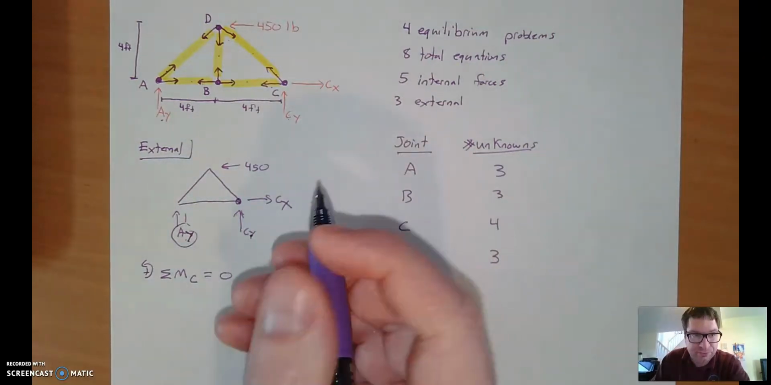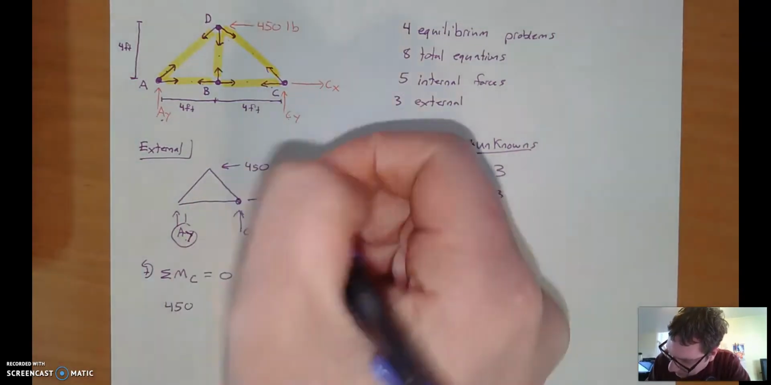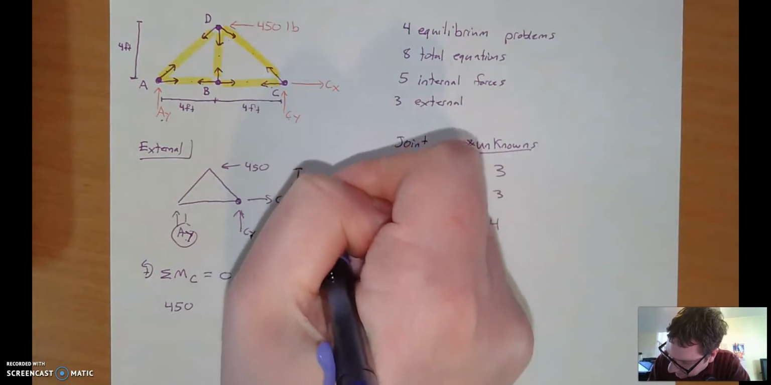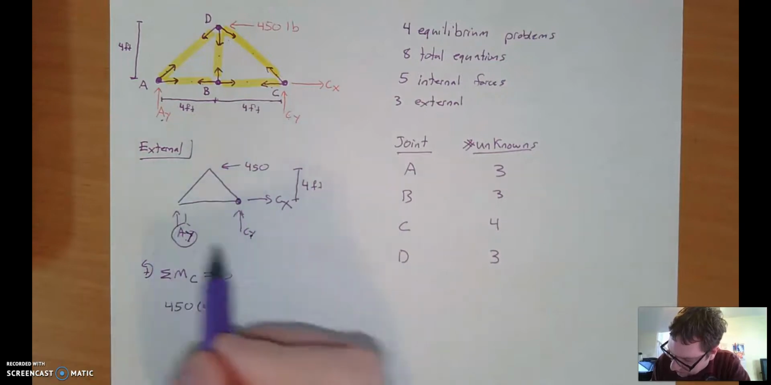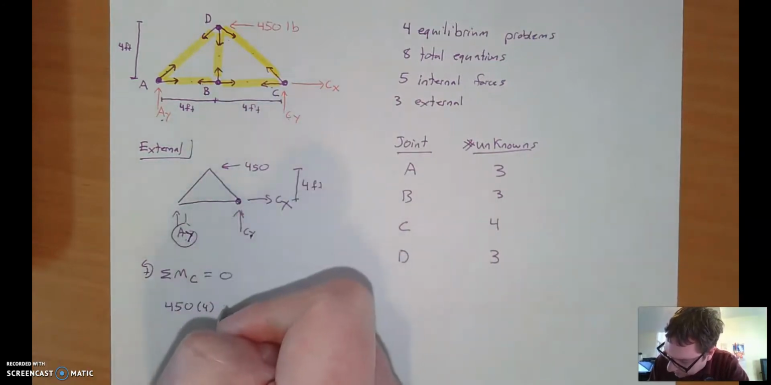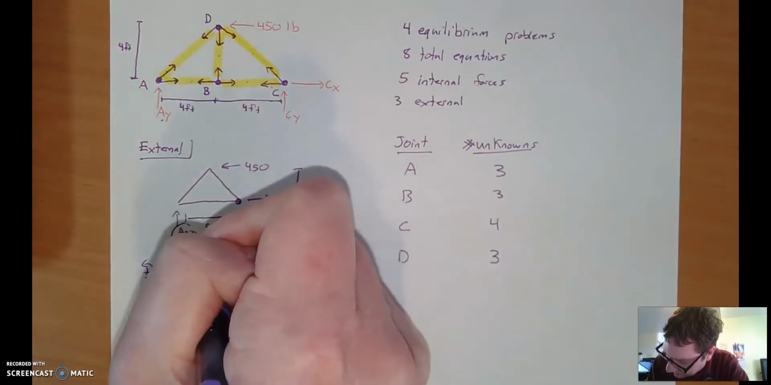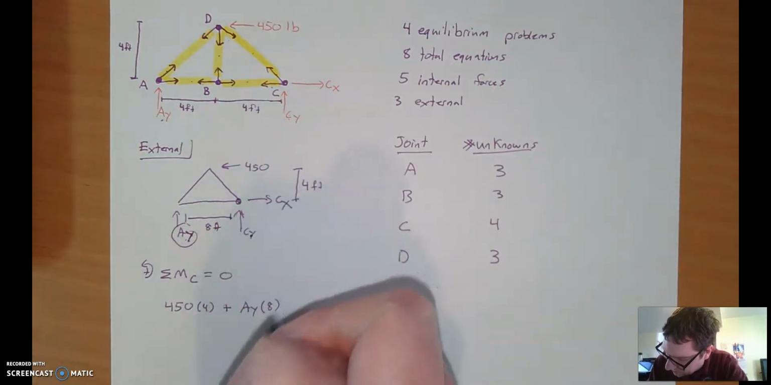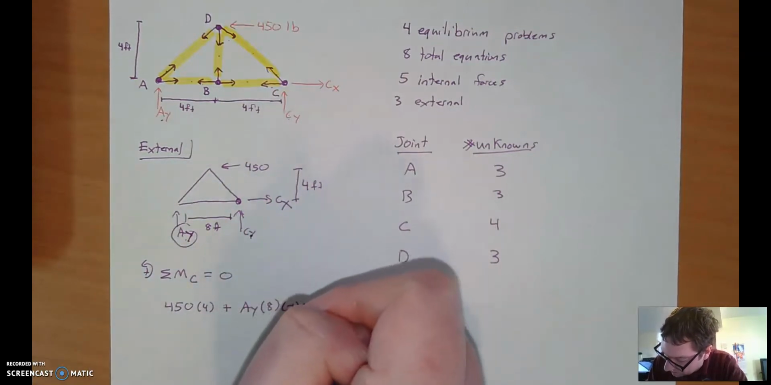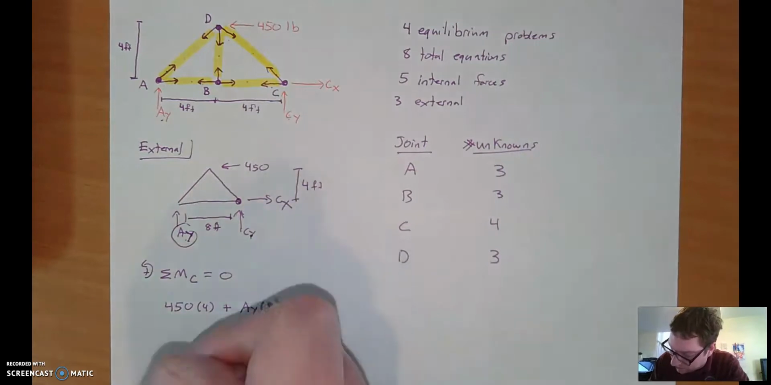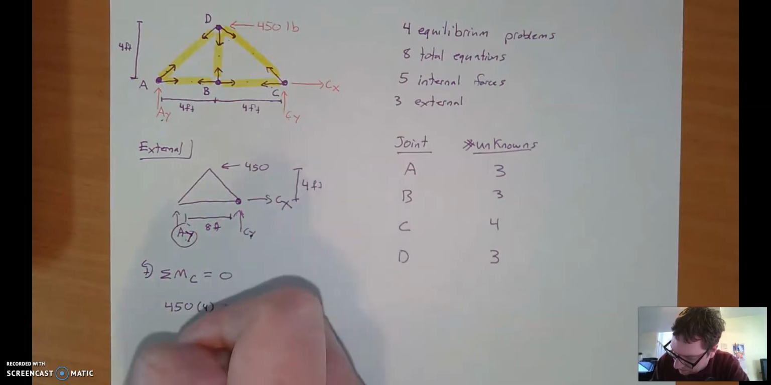So do sum of moments about C equal to 0. So then we get our 450, and it acts 4 feet away. And it is going to be positive because it'll go this way around our joint or pin C there. Then we have AY. AY acts 8 feet away. And the way we have the arrow drawn will cause it to be negative, so it'll have a negative moment equal to 0. So then we solve this for AY, and AY becomes 225 pounds.